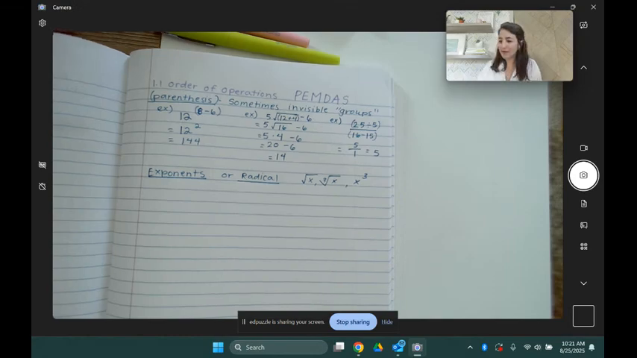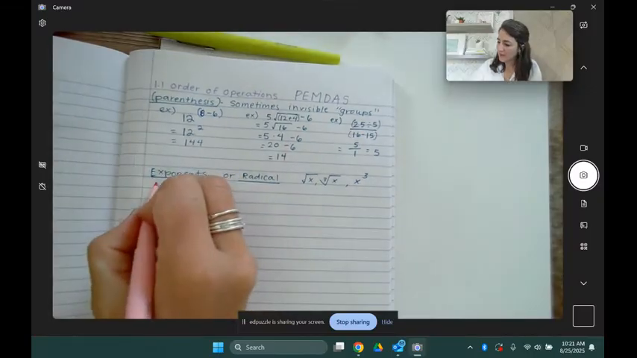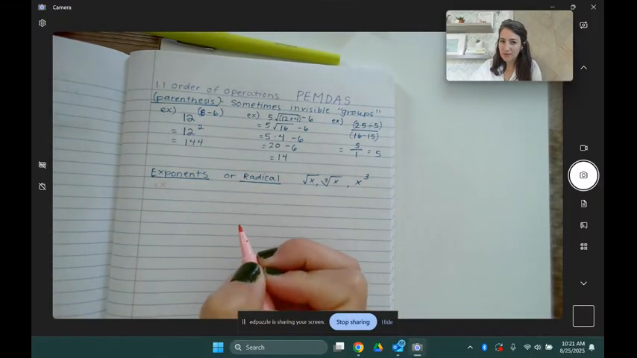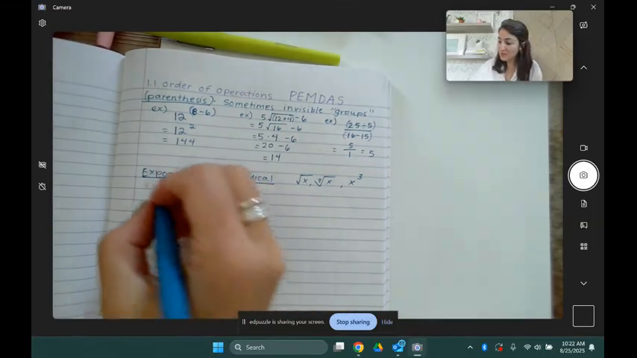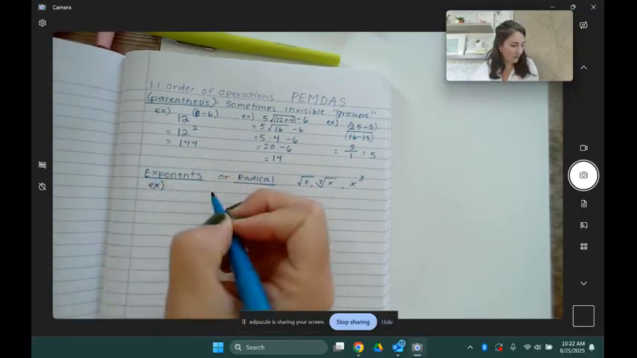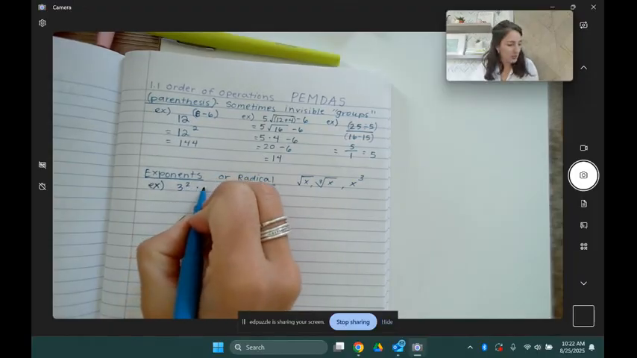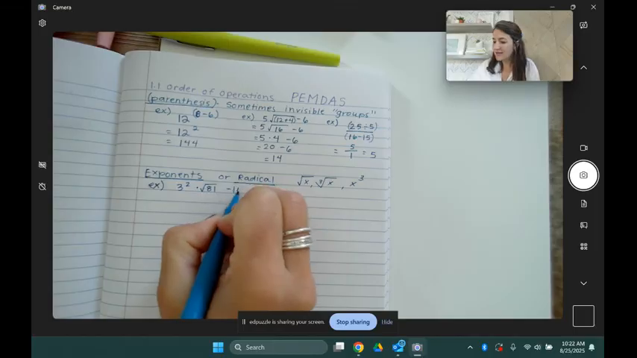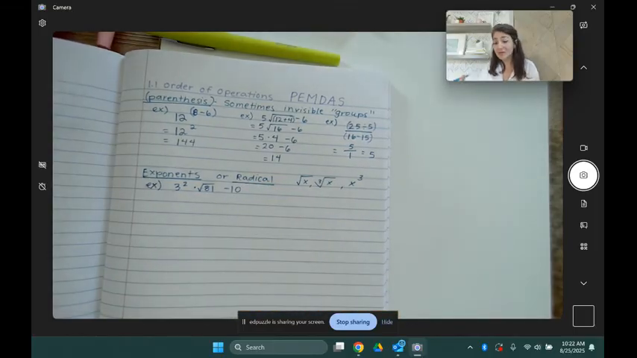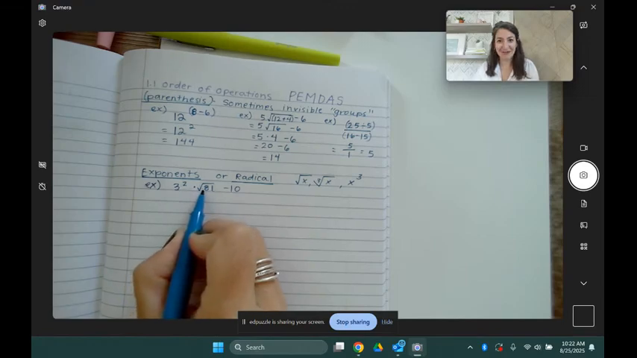Okay, I've got 2 examples for this one. Let's go pink. Kind of hard to see. Never mind. Okay, I've got 2 examples for this one. For example, if I have 3 squared times the square root of 81 minus 10. So the things I'm going to do first here are the exponent and the radical. This is an exponent. This is a radical.